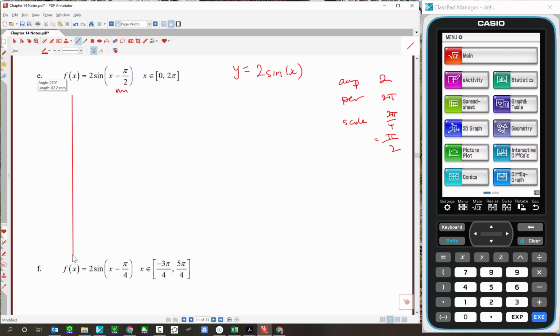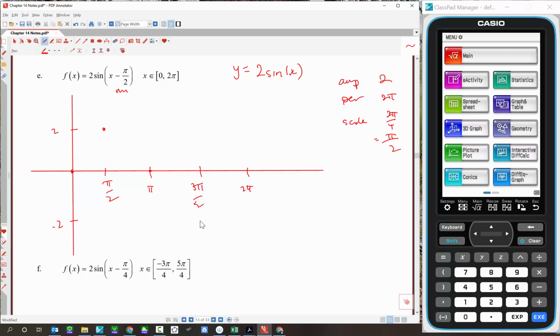So let's do a Cartesian plane that sort of favours the y-axis because we've got to sketch between 0 and 2 pi. And we've got pi on 2, 2 pi on 2, which is pi, 3 pi on 2, 2 pi. Right, so what the sine function would have, there's 2, there's negative 2. It would start there, go to there, there, there, and there.